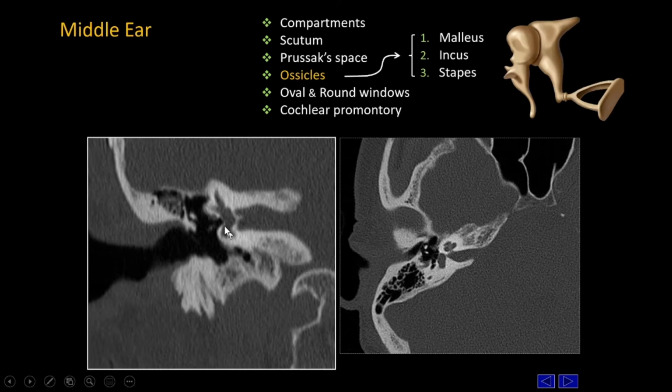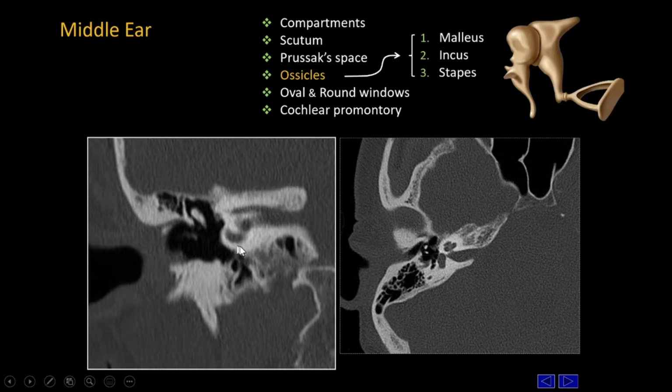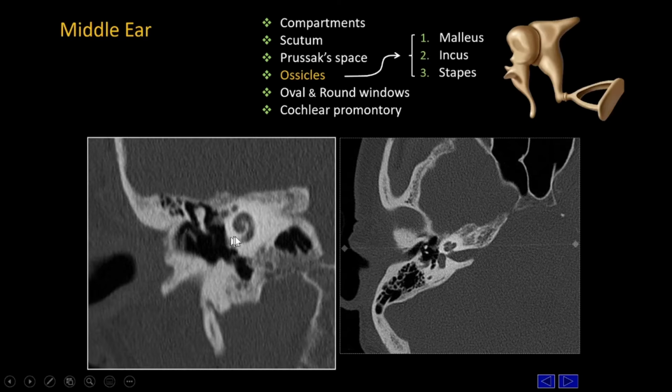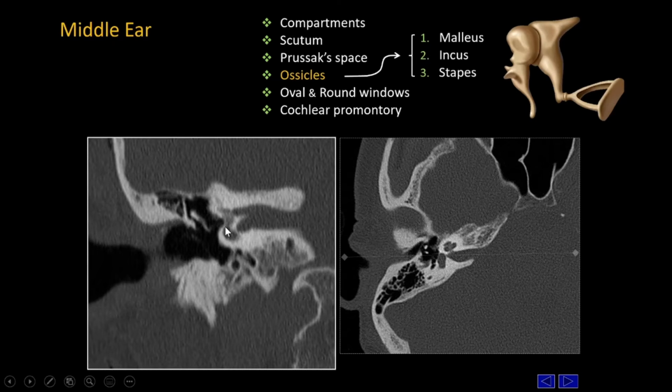On the coronal view, the cochlear promontory is also very well seen right here. Again, find the basal turn of the cochlea, which looks like a snail on the coronal view. The basal turn forms this nice promontory. And I will show you some examples of what pathology likes to go there, and that's important for the board exam.